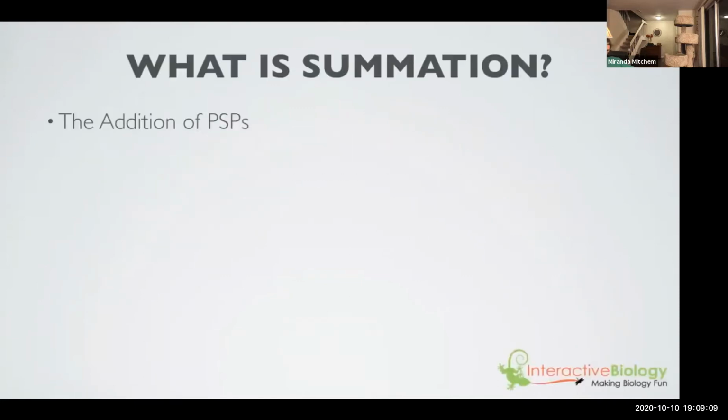Summation is basically the addition of postsynaptic potential. To illustrate this, I'm going to draw our membrane potential graph with membrane potential on the y-axis, E sub m, and time on the x-axis. And I'm going to start with our resting membrane potential somewhere around negative 70 millivolts. So let's say this is negative 70.